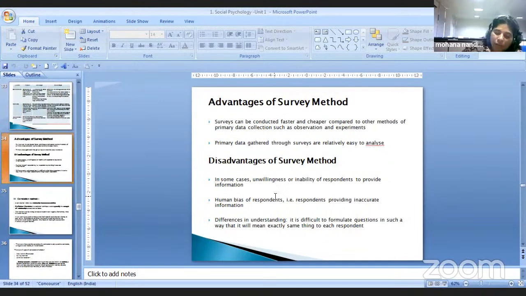Suppose we start a survey in front of a mall, asking about products. Typically they don't want to check the second choice and so on. They may pick one answer and go ahead because they are in a hurry. So, the inability of respondents.